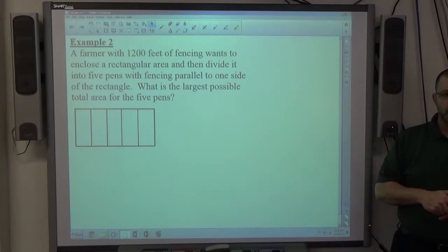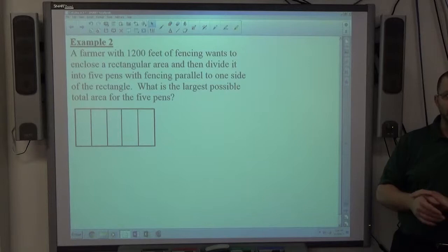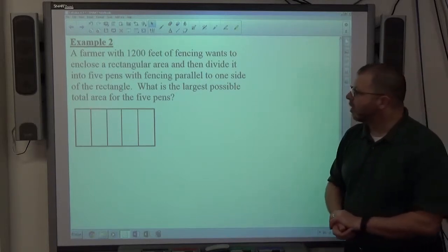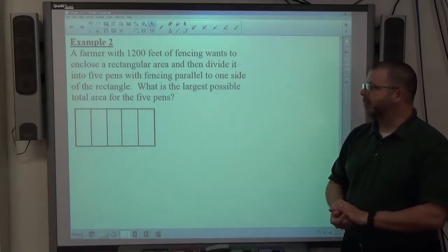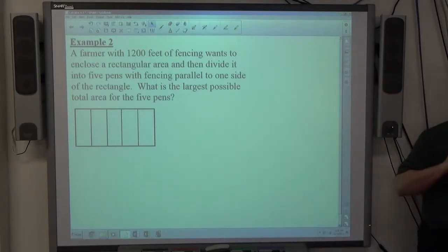Again, they use wording like that sometimes, so you have to read it 2 or 3 times to get a real good picture of what they want you to draw. But that's how they're trying to subdivide this rectangular area. What is the largest possible total area for the 5 pens? Let's take a look at a couple of specific things that happen in this problem that are going to be happening in all these optimization problems.